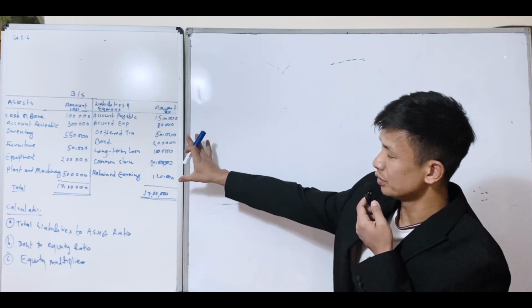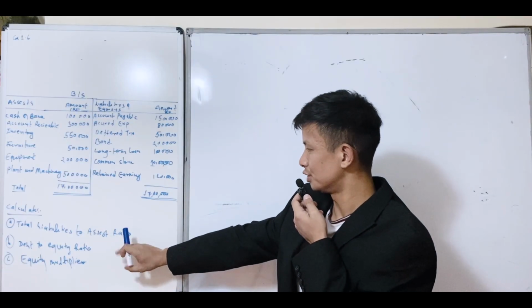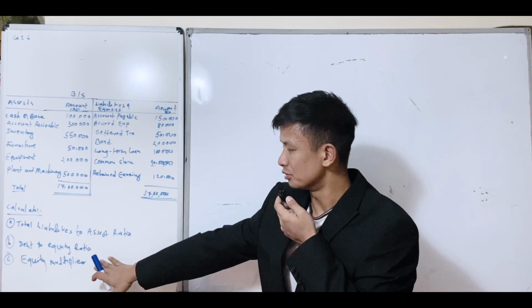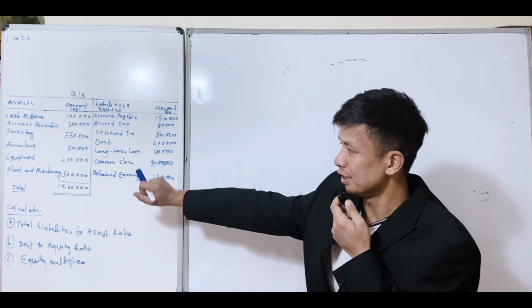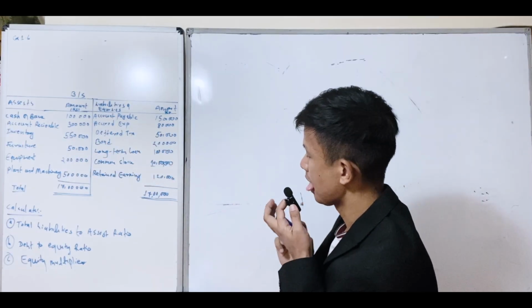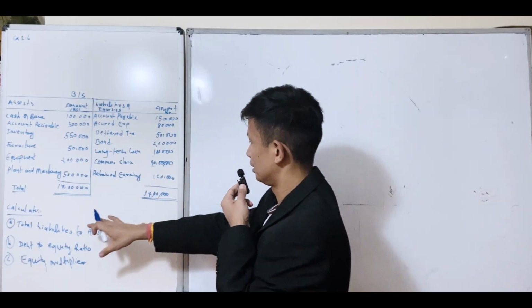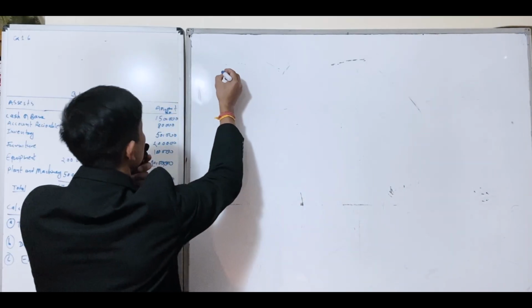Students, let's go to the next question. In this question, we are asked to calculate the total liabilities to assets ratio, debt to equity ratio, and equity multiplier. We are again given an extract of the balance sheet, in which you can see the assets and liability sides. Let's have a look one by one. Total liabilities to assets ratio.